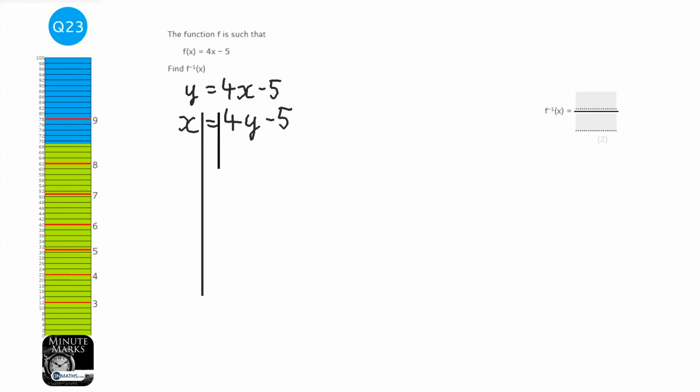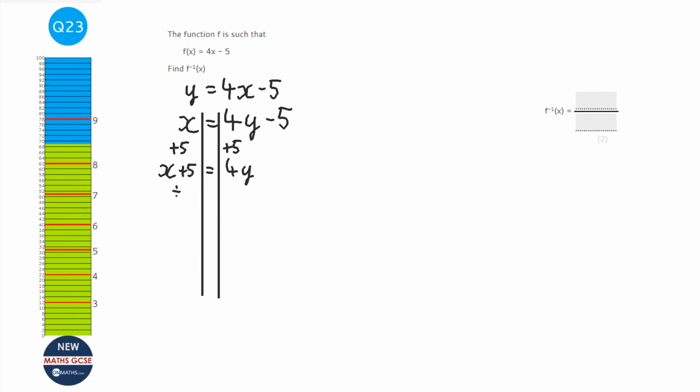So I'm going to put my lines down. The first thing I need to do is add 5 to both sides. So we're going to have x plus 5 equals 4y. And the next thing I need to do is divide by 4 on both sides. And the way of doing that really is just with a fraction. So y is x plus 5 over 4.